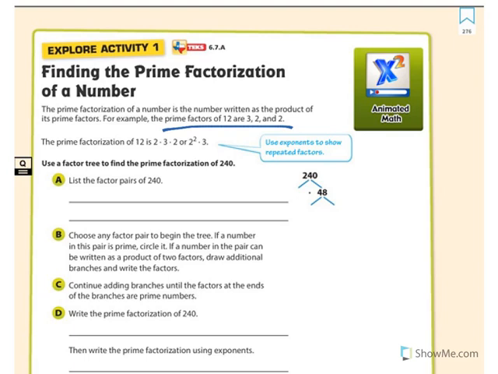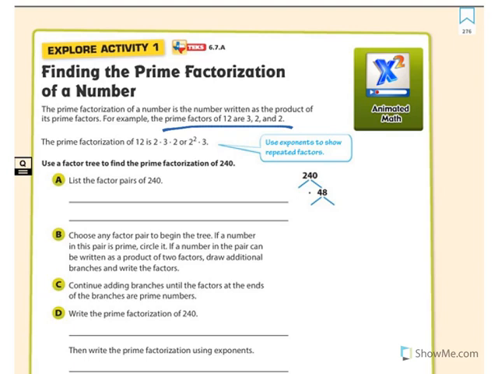Composite numbers are numbers that can be divided by 1, itself, and at least one other number. So like the number 12, I can divide 12 by 1, I can divide it by 12, I can divide it by 2 and 3 and 4 and 6. It has lots of different factors, so it's a composite number.